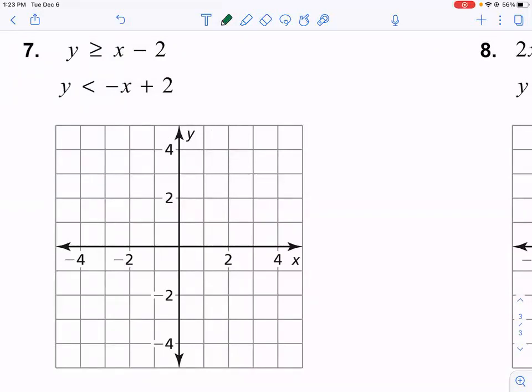So if my coordinate is 0, 1, I don't shade or 0. You got the line y equals x minus 2. I think you can. Dotted versus solid line, definitely important.